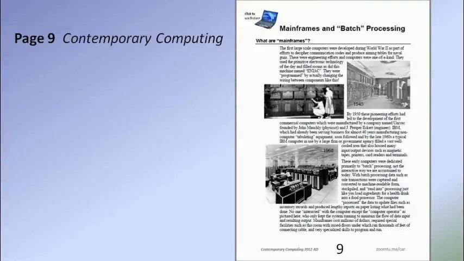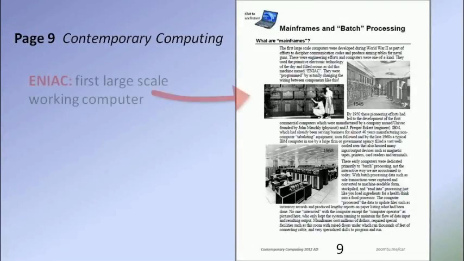Let's take a look at page 9, the idea of mainframes and batch processing. First of all, a definition. The kind of computer you see in the upper illustrations here is an experimental computer. It's one of the first machines, the ENIAC.